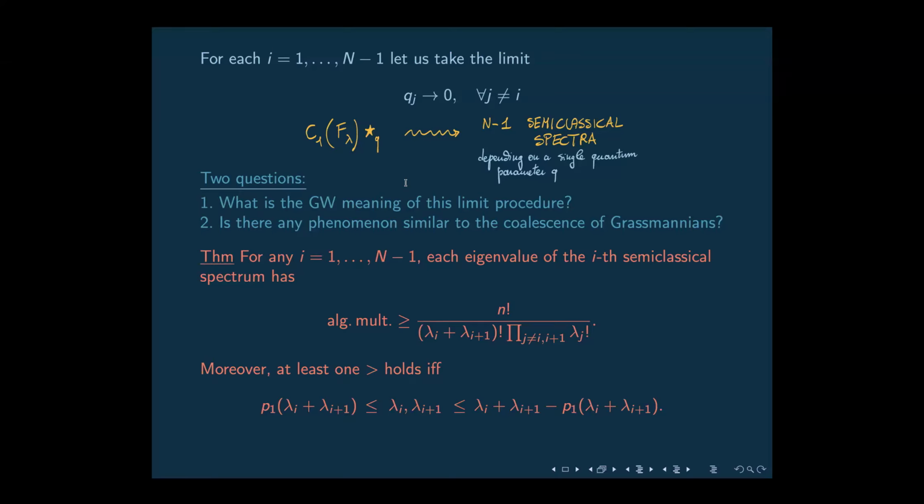Two questions. I want to pose two questions. First question: is there any hope for a Gromov–Witten theoretical meaning of this limit procedure or not? Second question: is there any phenomenon similar to the coalescence for Grassmannians for these spectra? Well, now we will do a stop. Spoiler: as you can see from the theorem, the answer will be yes, at least for the second question.